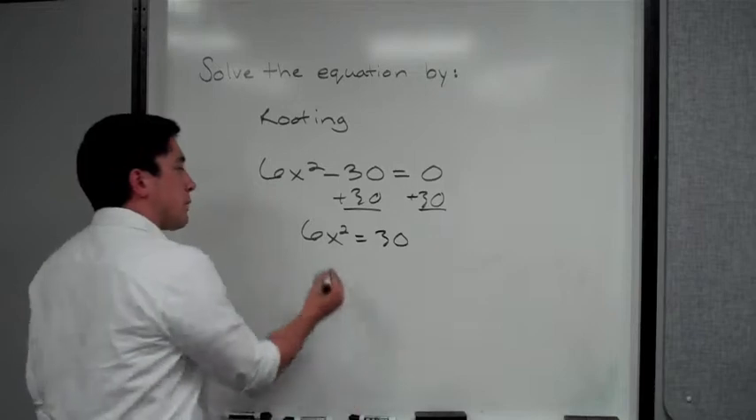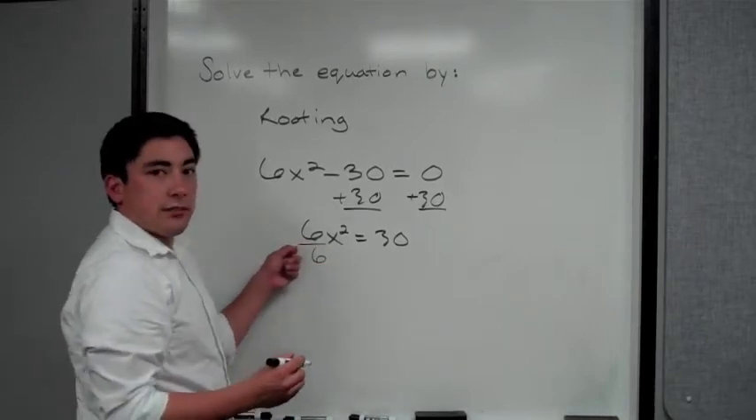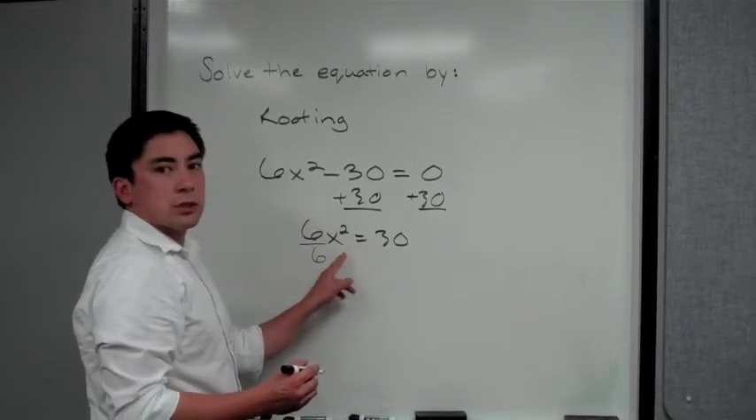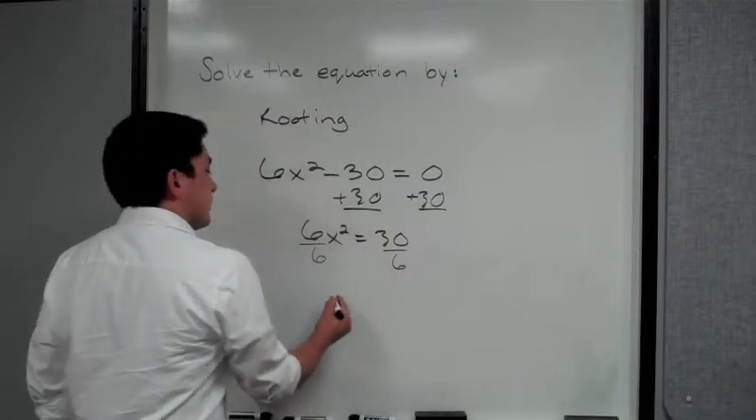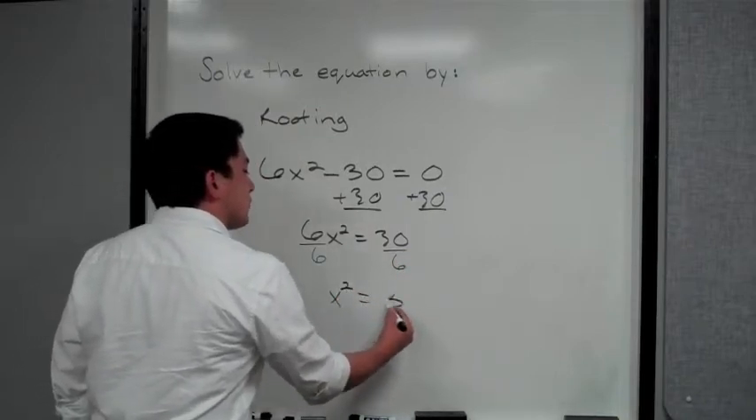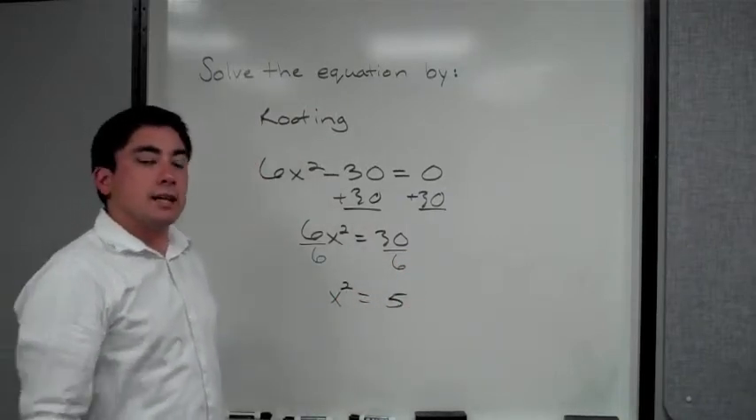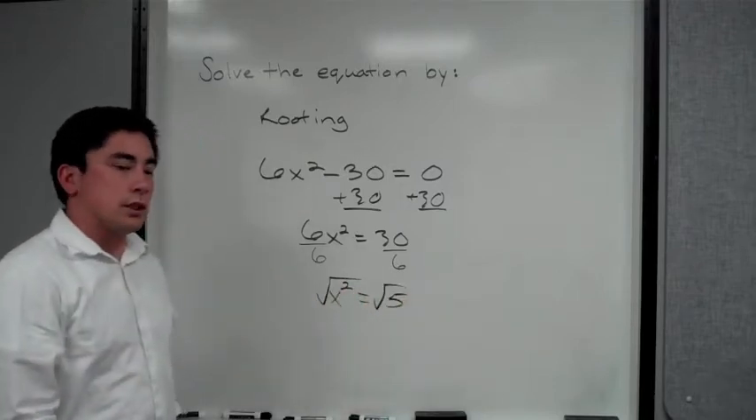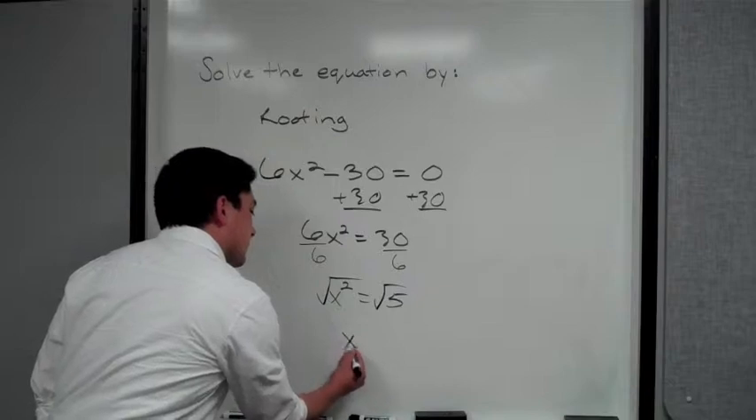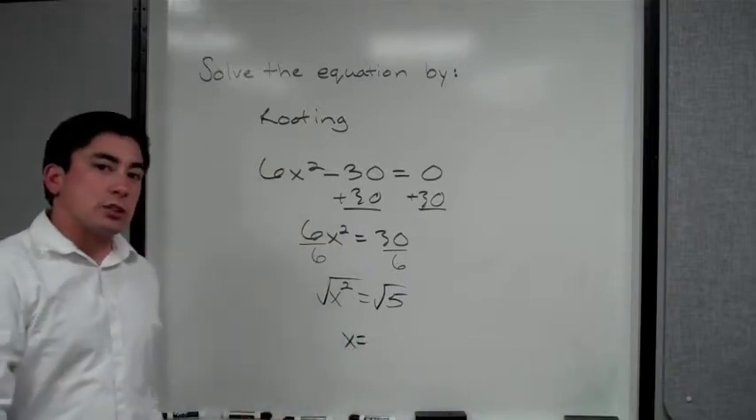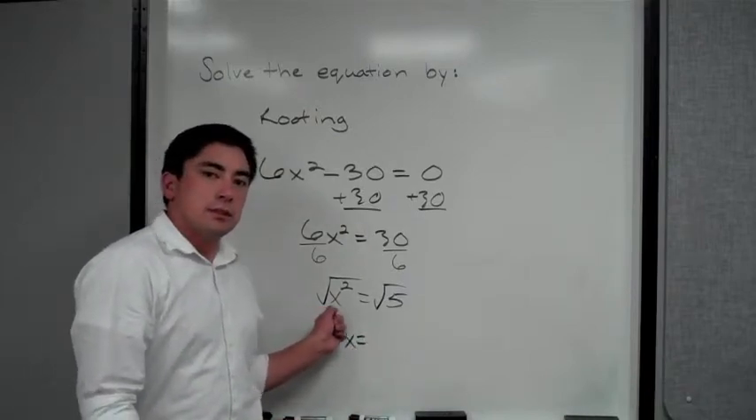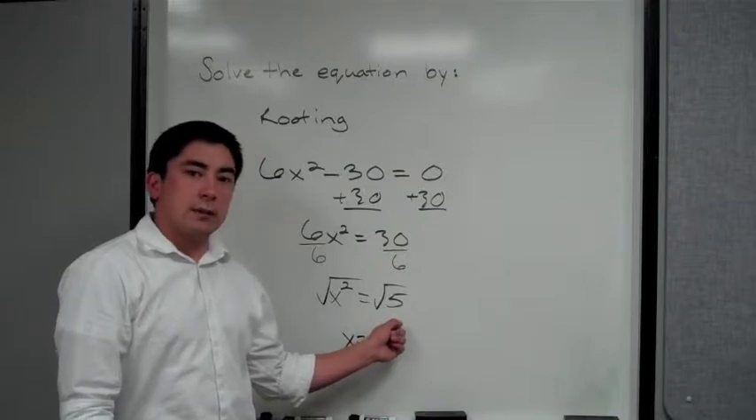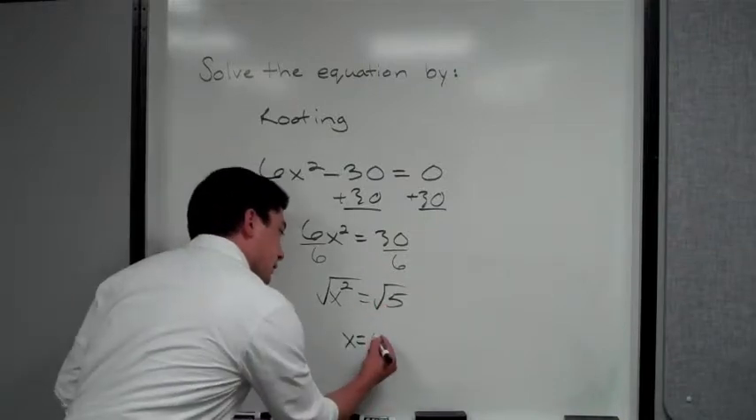Then you all know, divide by 6. You always have to divide before you square root this. So you get x squared is equal to 5. And finally, to get rid of the square, you root it. If you ever take a square root of a variable, make the other side a plus or minus.